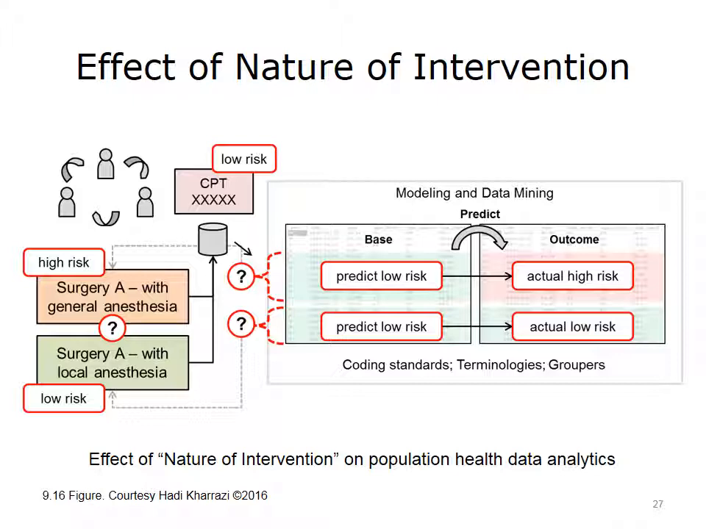These lost details of the predictors introduce variance in the data and thus affect the predictive power of population health models. As shown on the right side of the diagram, the actual outcome is different for these two interventions due to the nature of these interventions. However, the factors reported by the standard coding terminologies do not show the difference.